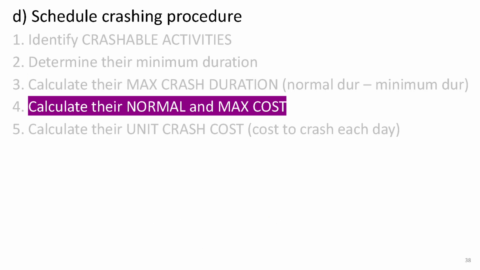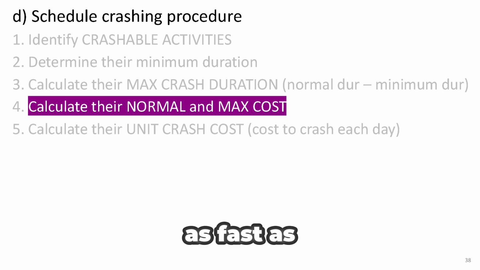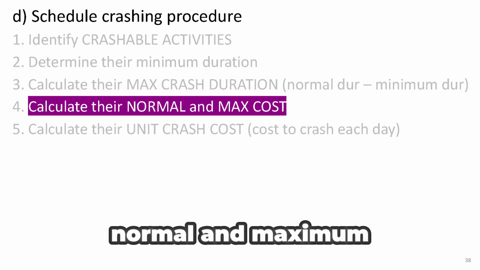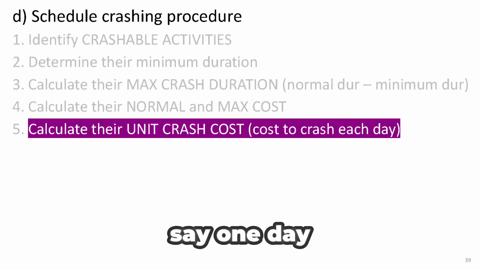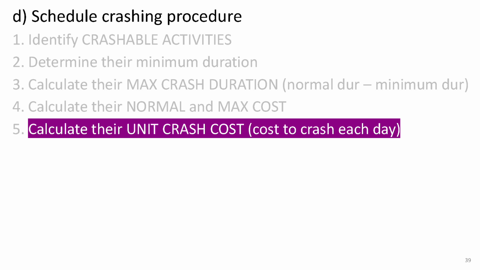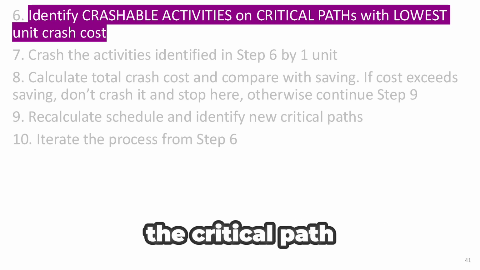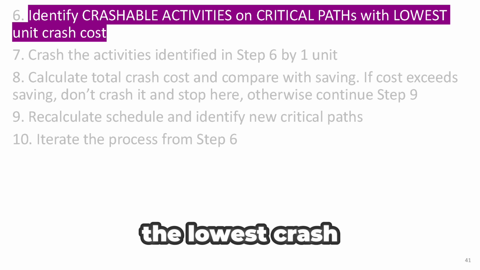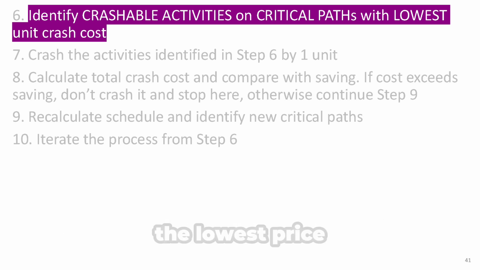That's just the difference between the normal time it takes and the shortest time we just figured out. Once we've got that, we calculate the cost of doing the task the normal way and the cost of doing it as fast as possible. Those are our normal and maximum crash costs. Then comes the unit crash cost, which tells us how much extra it costs to reduce the duration by 1 unit, say 1 day. That's the crash cost per day, and it's a key number when we're figuring out whether crashing makes financial sense. After all that prep, now we look specifically at crashable activities that are on the critical path, and we prioritize the ones with the lowest crash cost per unit of time. That's because we want the biggest schedule improvement for the lowest price.